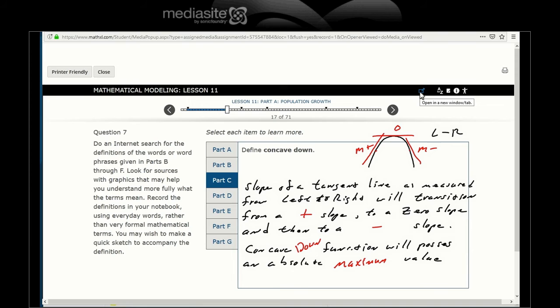Which makes sense because at this point, where m equals 0 here, if I graph it down, that's going to be the maximum value for it. So the slope of tangent lines as measured from left to right will transition from a positive slope to a 0 slope and then to a negative slope. A concave down function will possess an absolute maximum value.